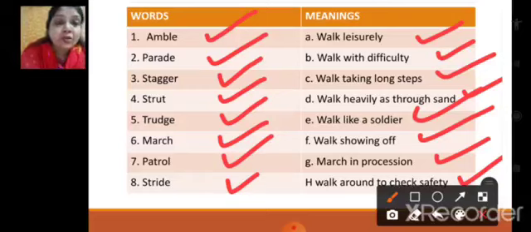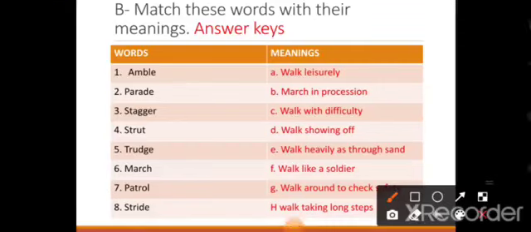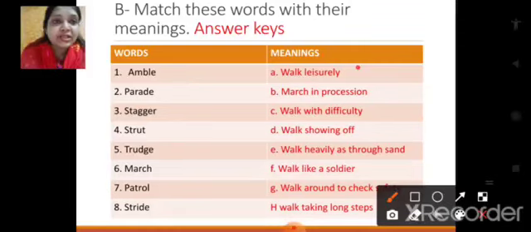Okay, now first you need to do this activity in your notebook. Pause the video and wait for your teacher's answer keys also. Alright, so now we will quickly check what are the correct answers. So yes children, the meaning for your first word amble means walk leisurely. Okay, that's the correct answer. Next, parade. What do you mean by parade, children? That means march in procession. March in procession. That's right.